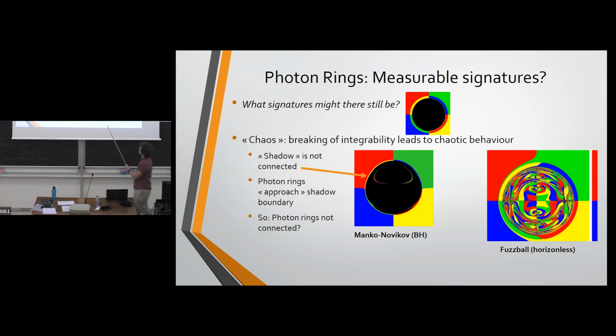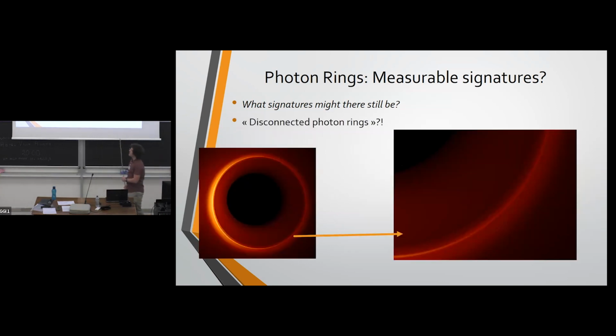There are many things we can say. Here for Manko-Novikov, for example, it is less clear how to interpret it. Here I would say yes, this stuff inside is probably going to be dark, because the inside should be dark even though it's chaotic. For fuzzballs, this will depend on the compactness of the fuzzball, et cetera.